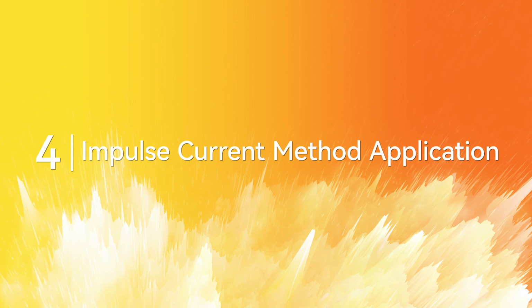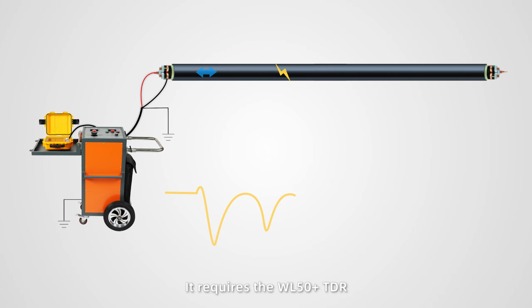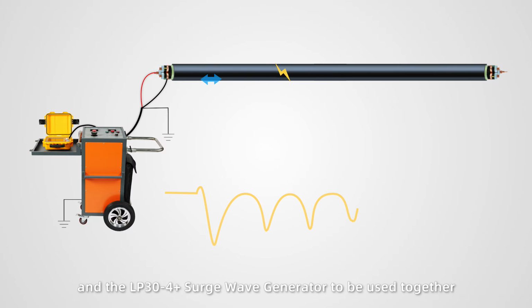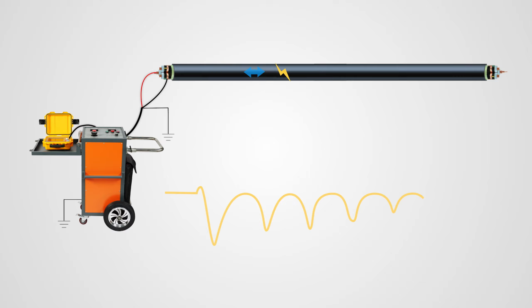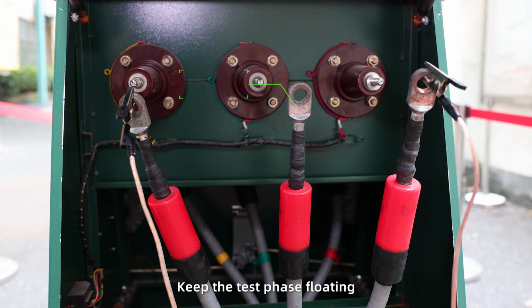4. Impulse current method application. The impulse current method is used to test high resistance faults in cables. It requires the WL50 Plus TDR and the LP30-4 Plus surge wave generator to be used together. Use a ground wire to ground the non-test phase of the faulty cable. Keep the test phase floating.